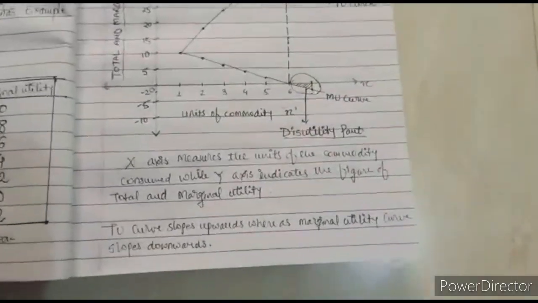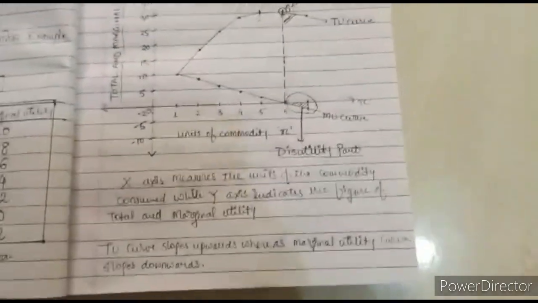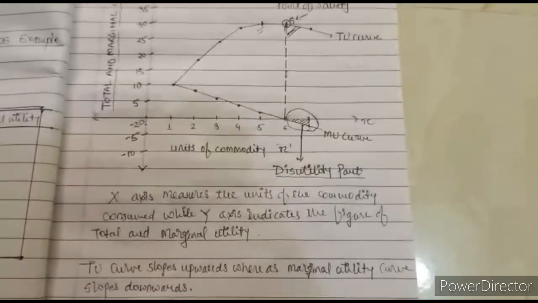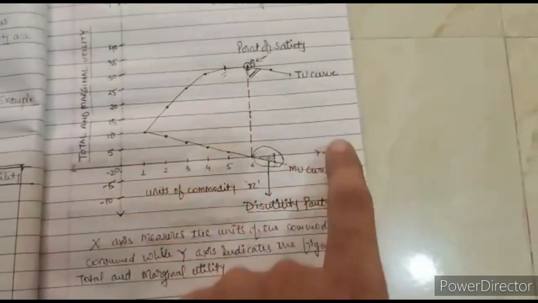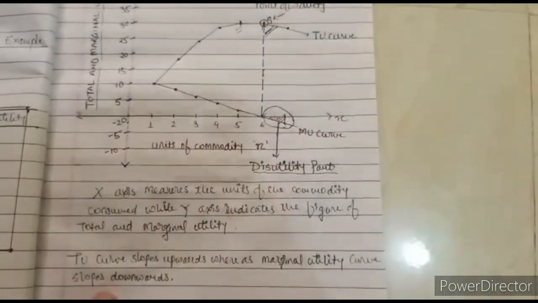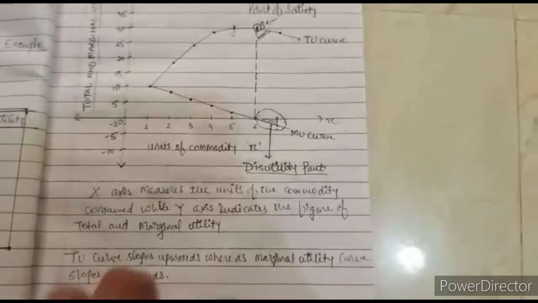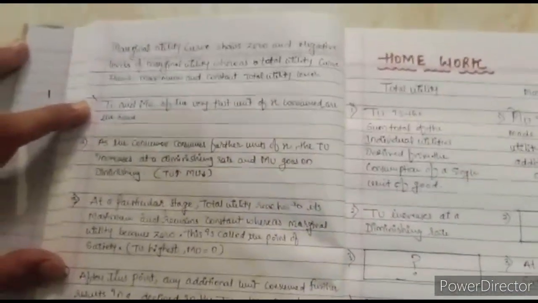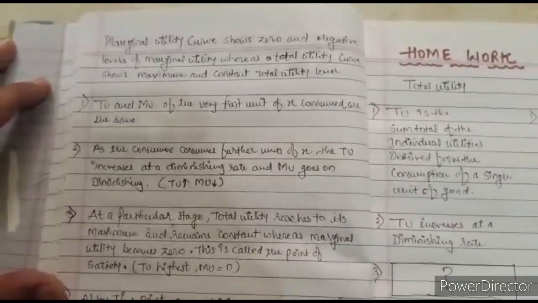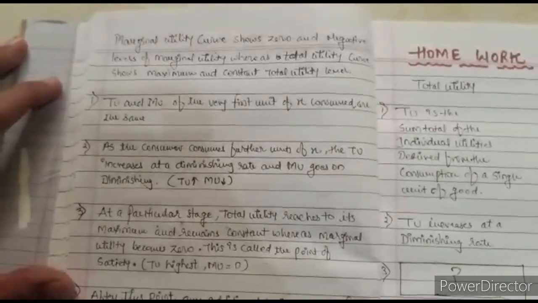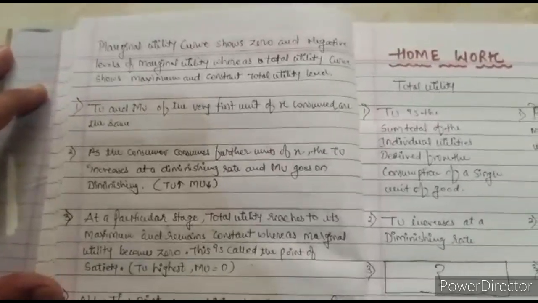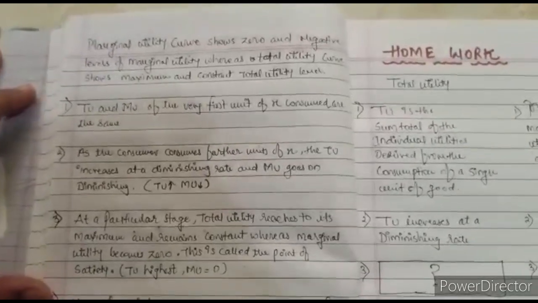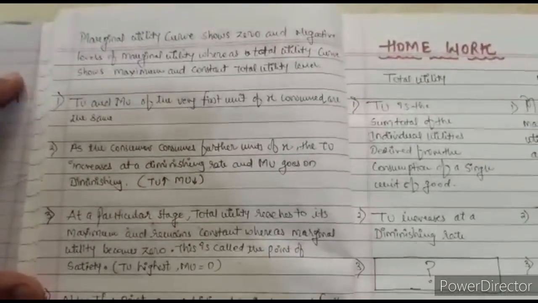The x-axis measures the units of commodity consumed, while the y-axis indicates the figure of total and marginal utility. So your TU curve slopes upward, whereas your marginal utility curve slopes downwards. Understand? Now here we have some more explanation, point-wise differences. We have pointed out the differences between the TU and MU curves. The marginal utility curve shows 0 and negative levels of marginal utility, whereas the total utility curve shows maximum and constant total utility.